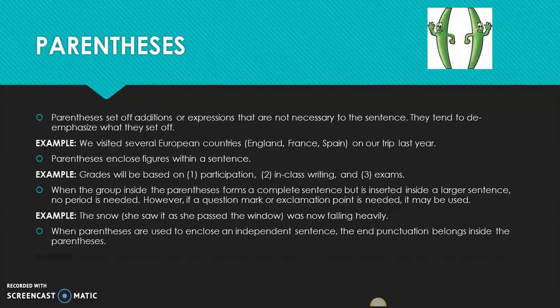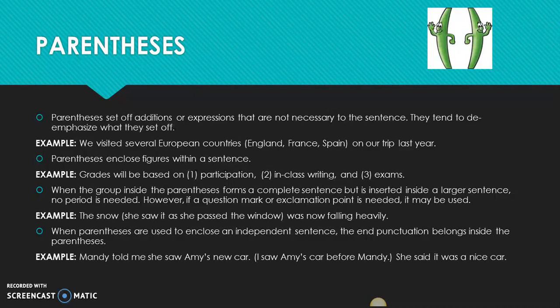And this rule: when parentheses are used to enclose an independent sentence, the end punctuation belongs inside the parentheses. Example: Mandy told me she saw Amy's new car. (I saw Amy's car before Mandy.) She said it was a nice car.